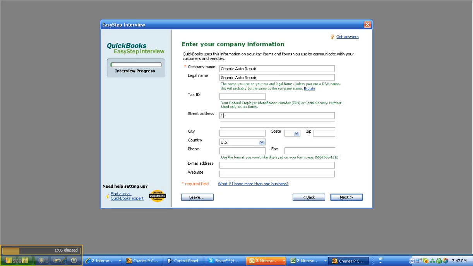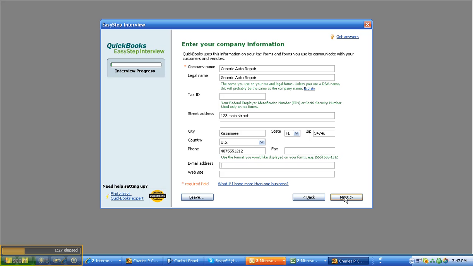Street address is kind of self-explanatory. Put in 123 Main Street. We'll just put in Kissimmee, which is where I'm at, and US. 407-555-1212, which is the international number that you call to get information.